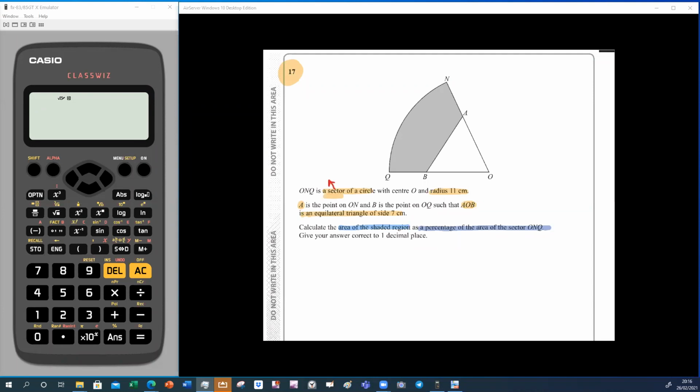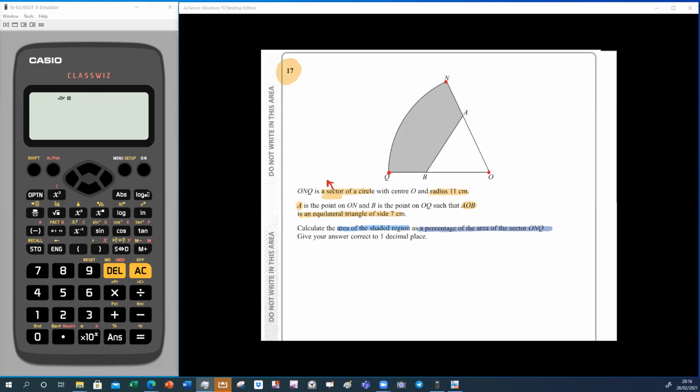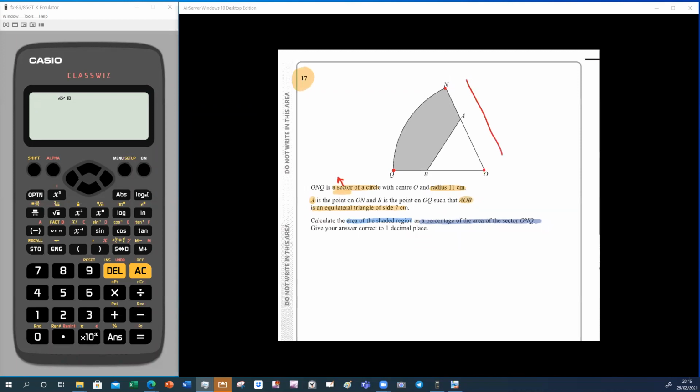So first of all, what's a sector? Is it like a section of the circle? A sector of the circle is basically like a pizza slice where you cut a piece of the circle out. I think that's the best way to think about it. They said here that the sector has a radius of 11 centimeters. So this one here is 11 centimeters. Lovely. And same as the bottom, yeah? Yeah.